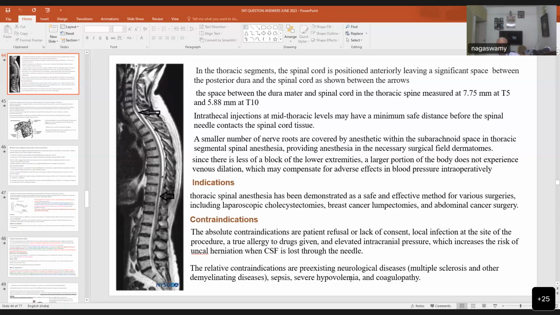The relative contraindications are if the patient already has some neurological deficit, sepsis, severe hypovolemia or coagulopathy. They are all considered relative contraindications. And of course, there is a question about what drugs to be used. Hyperbaric is not preferred for this. Hypobaric local anesthetics, and ropivacaine is a very safe drug. Levobupivacaine or ropivacaine, which are available as isobaric preparations, are the best drugs for this.